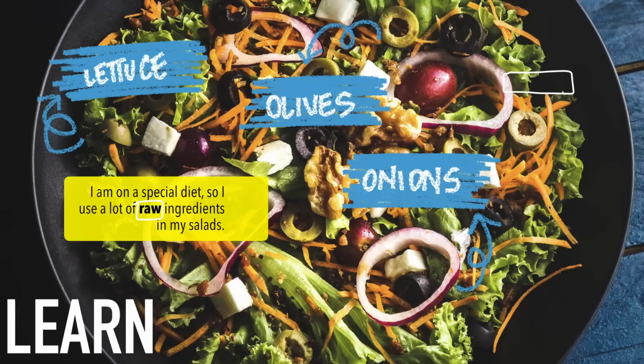So here's the sentence. I am on a special diet, so I use a lot of raw ingredients in my salads. So the key vocabulary word is raw. One more time, raw.